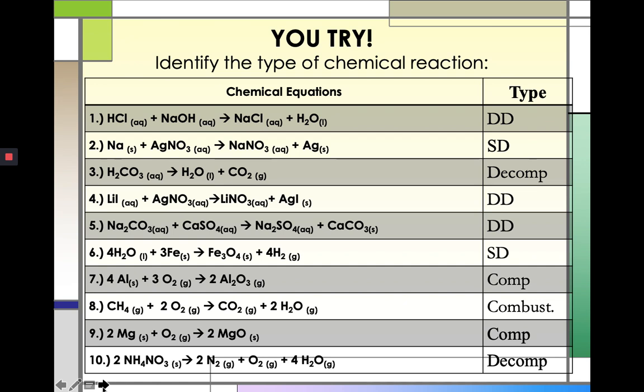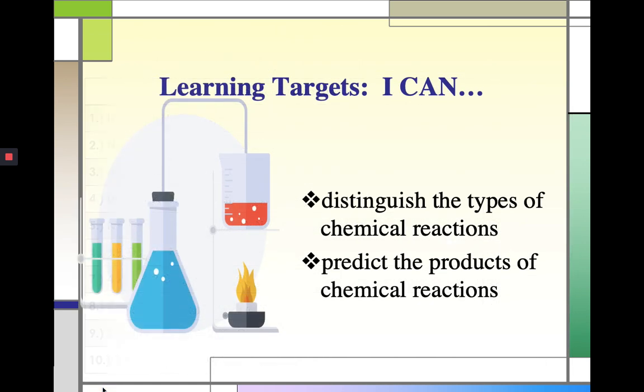All right. Because if you identify the types, you can readily identify the pattern and therefore predict the products of chemical reactions based on the type. So that's it for this lesson. We were able to distinguish the types of chemical reactions and predict the products of chemical reactions. So stay tuned for more lessons on chemical reactions and stoichiometry.